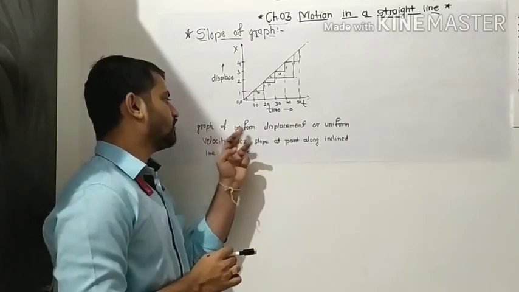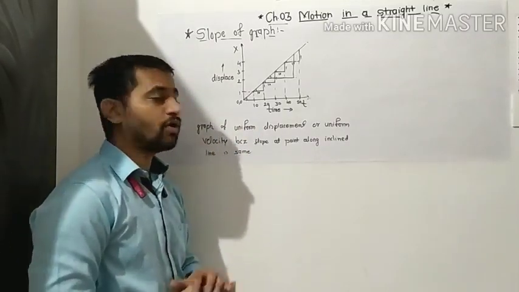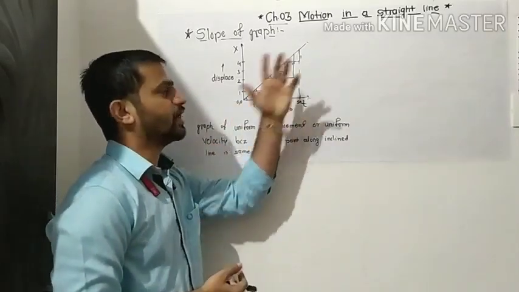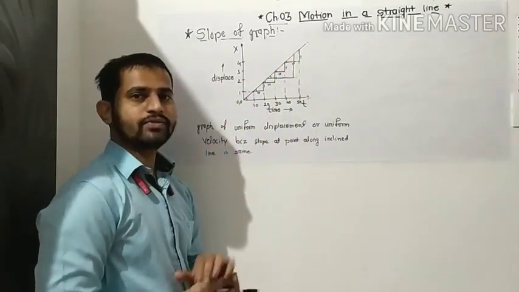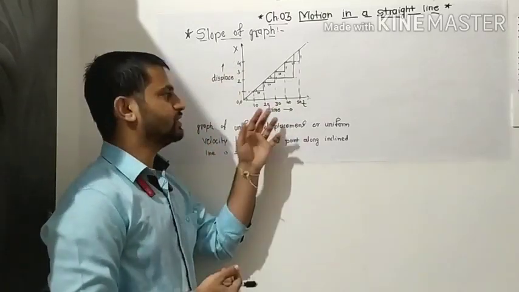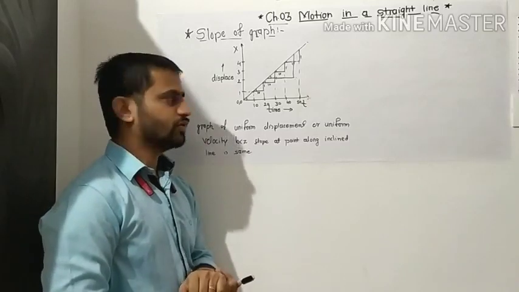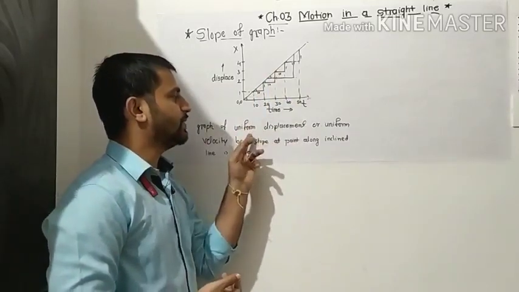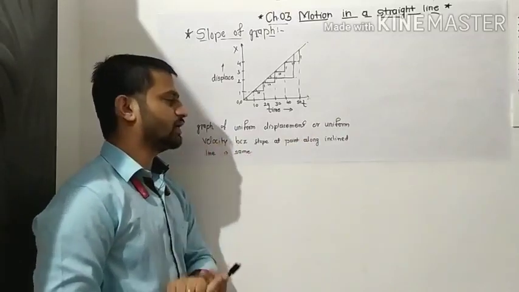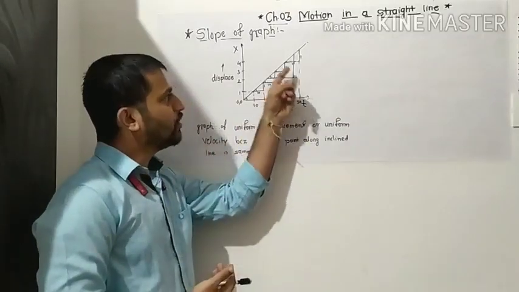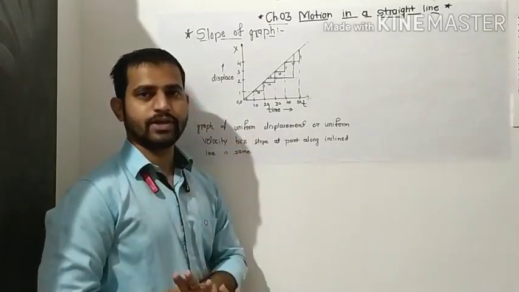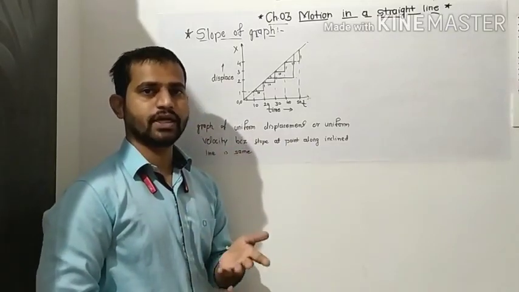So the graph of uniform displacement or uniform velocity we get if it is one straight line in the graph of displacement versus time. If we get one straight line, it represents uniform displacement or uniform velocity, because at any point along that inclined line, if we find out the slope, it will be the same.